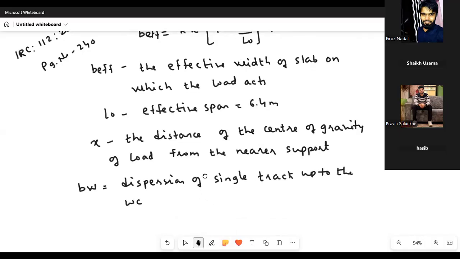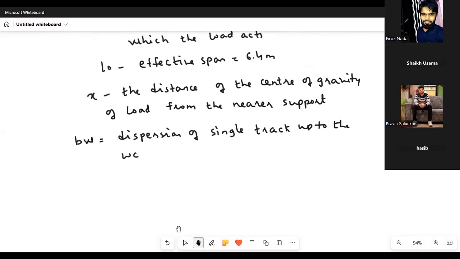I think you have learned all these terms in the first semester in advanced pre-stress. Hasib, have you learned all these terms? Is this something new for you, or are you already aware of all these terms? Let me know. Hasib, Salunke.